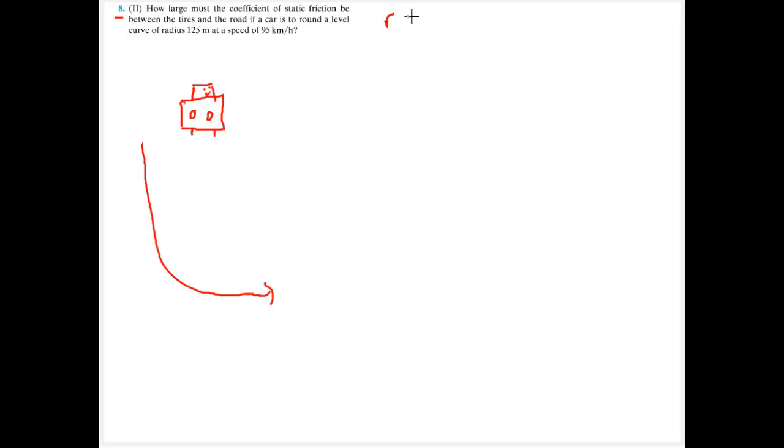Now we know that the radius of the turn is going to be 125 meters, and we know that the velocity is going to be 95 kilometers per hour. First thing we need to do is convert the velocity over to meters per second. I've left that out. You all are experts at doing that at this point, I hope. And now what we need to do is draw the free body diagram on the car.